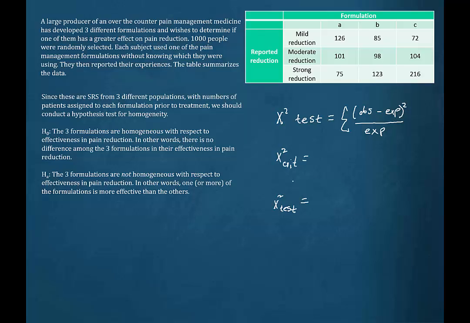Now, in order to find the chi-square critical value, we will need to know the number of degrees of freedom. And the degrees of freedom will be just the same as it was for the test of independence. We have the product of 1 less than the number of rows and 1 less than the number of columns. So we have a 3 by 3, so that'll be 2 times 2, or 4.